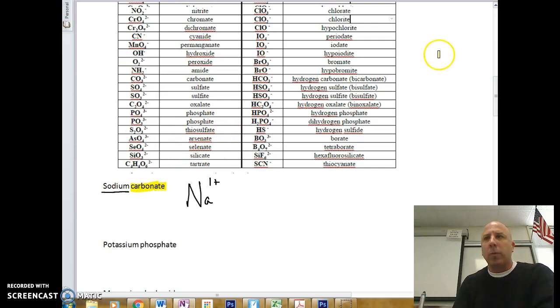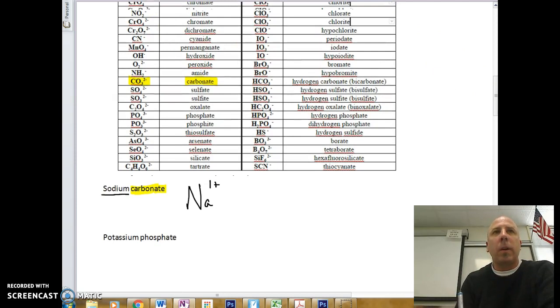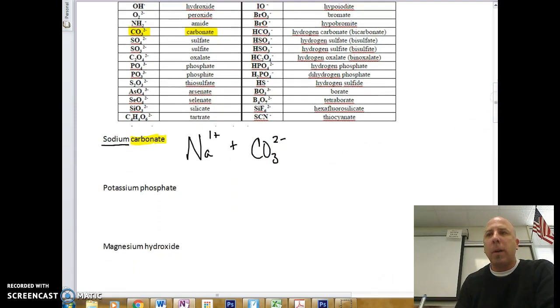So what we're going to do is we're going to go up here and look at our golden sheet of nomenclature, and we're going to find carbonate. See if we can find carbonate here. Yep, I see it right there. Carbonate is right here, and there's its formula, CO3 2-. So we're going to come down here and write CO3 2-. Okay, so one thing that we have to remember about polyatomics is we will never change their formula.